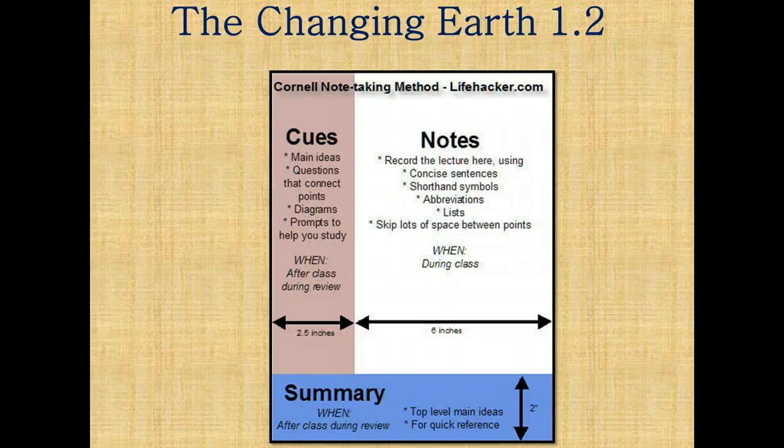Now, last time we talked, we learned that there were 4 layers to Earth, and that the thinnest layer, the outside layer, was called the crust, and that the crust was made up of tectonic plates. Well, today we're going to be talking about how those plates change positions over time.